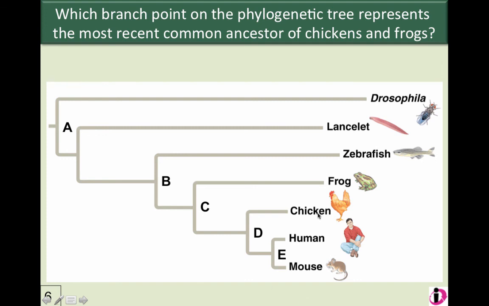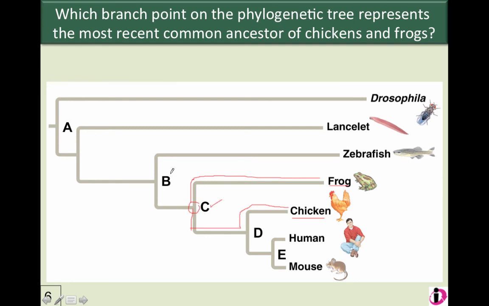Well, let's look at chickens and frogs here. We can see chicken and frog. And what we do is we follow these lines until we hit a common branch point. So when we hit our first node, we say, nope, they don't share that one. Our second node, they don't share that one. Our next node here, they don't share it. So make sure you circle the right one. You don't circle this one and this one, but you go up to this point here where they intersect, where they meet. And so it's right here. So the answer is C.